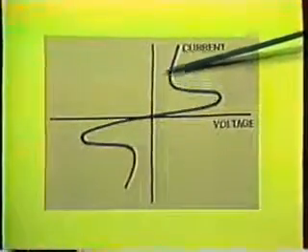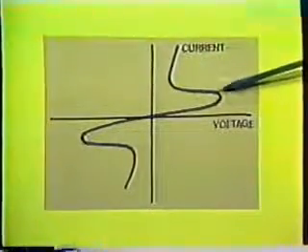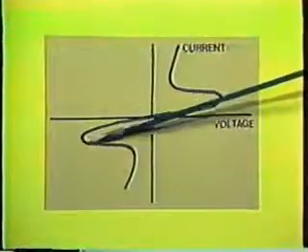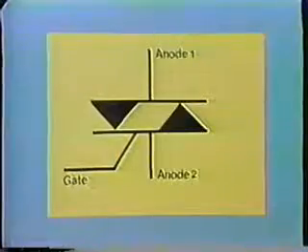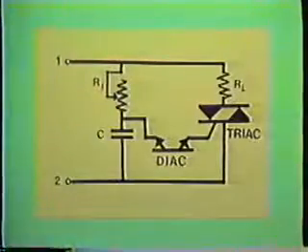The characteristic curve of the triac looks like this, and as you can see, this portion resembles the SCR curve here and an inverted SCR curve here. This is the symbol for the triac.